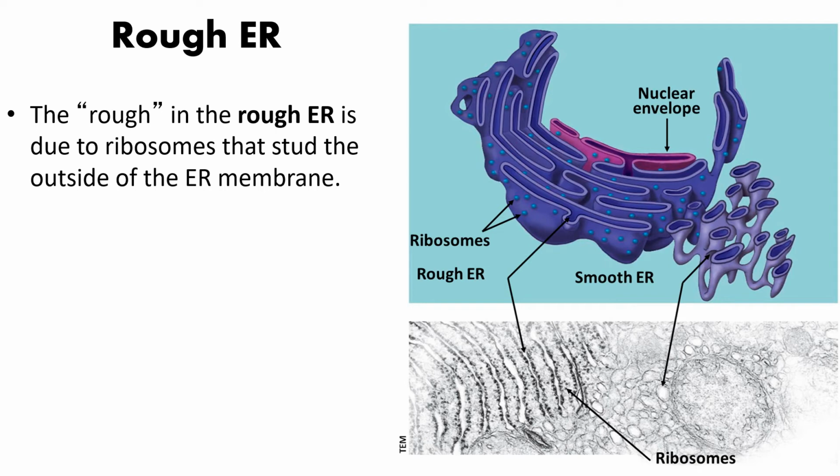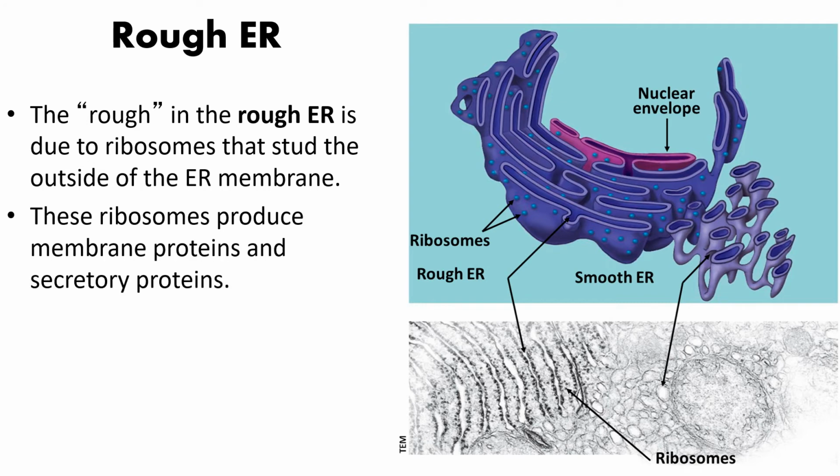Now again, the reason why it's called the rough ER is because there are ribosomes studded around the outside of the endoplasmic membrane. Those ribosomes are going to produce membrane proteins and secretory proteins. So the rough ER is going to produce these two types of proteins: proteins that are going to be secreted outside of the body, and also membrane proteins, proteins that are going to be embedded within the plasma membrane.